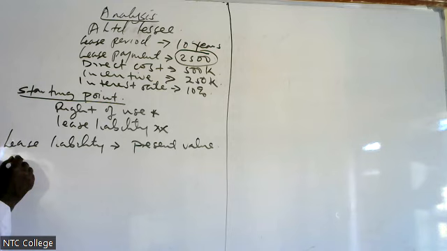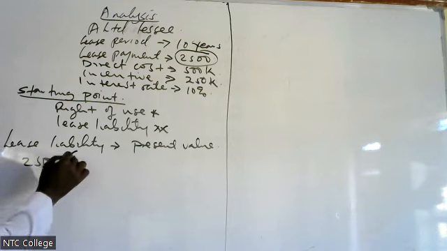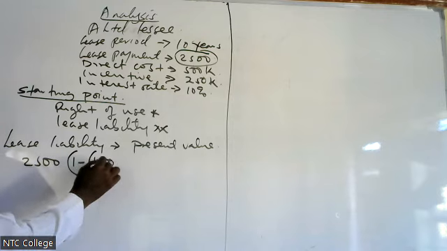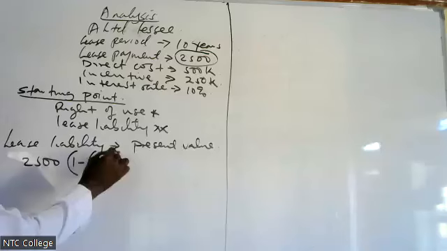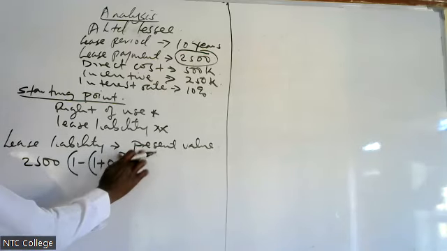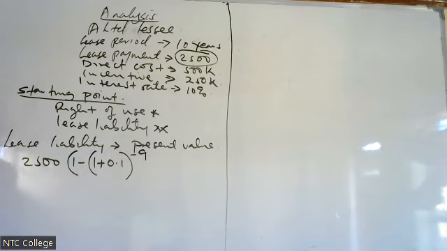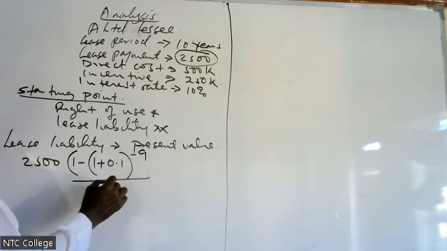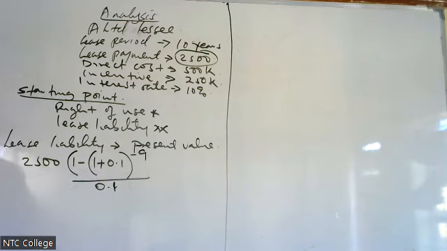Therefore, I'm going to take 2,500 times 1 minus 1 plus 0.1, that is my interest rate, raised to negative 9. The whole thing we divide by 0.1, 10%. Interest rate implicit is 10%.